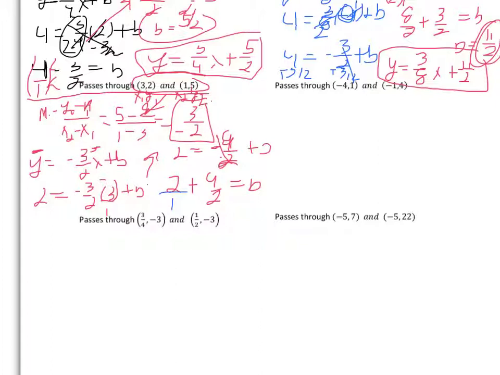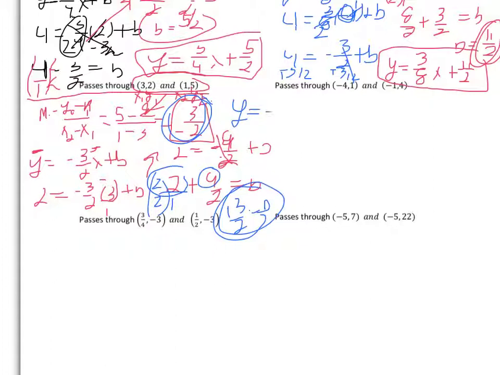So that's over 1. So multiply by 2 over 2. Now this 2 times 2 is 4 plus our 9. 4 and 9 is 13. So 13 halves equals b. So we have our b. We have our m. Time to write the equation of the line.